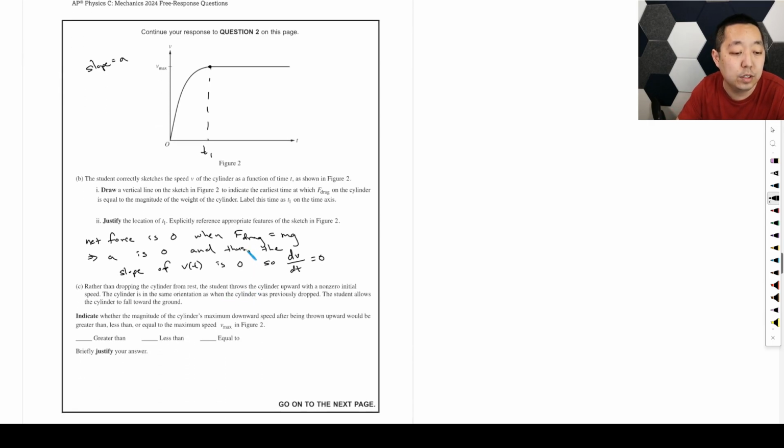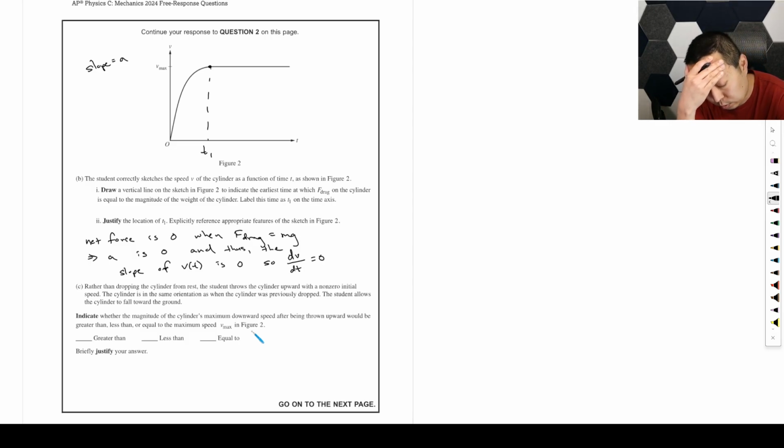Rather than dropping the cylinder from rest, the student throws the cylinder upward with a non-zero initial speed. The cylinder is in the same orientation as the cylinder was previously dropped. The student allows the cylinder to fall toward the ground. Indicate whether the magnitude of the cylinder's maximum downward speed after being thrown upward would be greater than, less than, or equal to the maximum speed in figure 2.